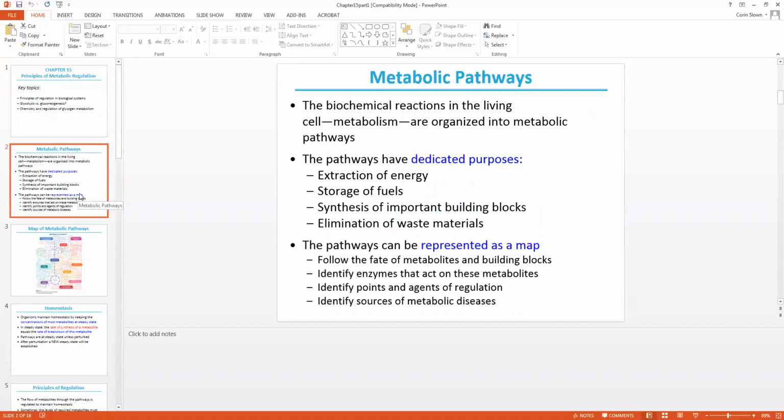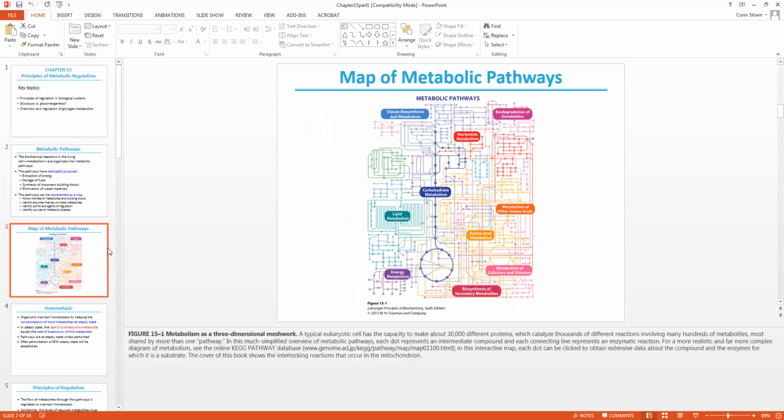So we know that pathways have a dedicated purpose, such as the extraction of energy or the storage of fuels, or the synthesis of important building blocks, and sometimes the elimination of waste materials. So these pathways can be represented as a map. You can actually follow the fates of metabolites and building blocks. You can identify the enzymes that then act on those metabolites, and you can look at points of regulation, and sometimes you can even identify sources of metabolic disease.